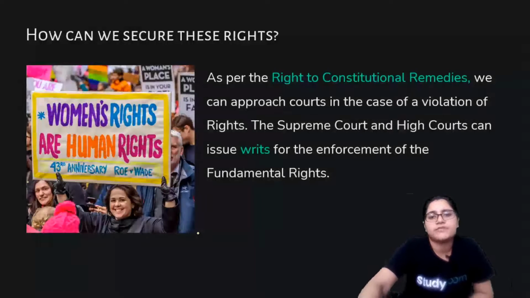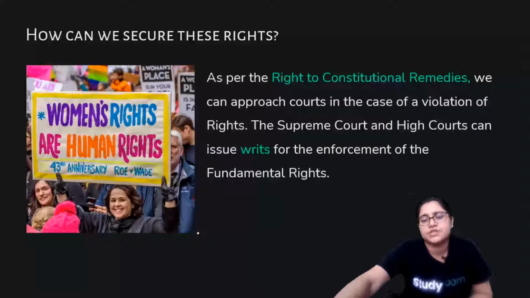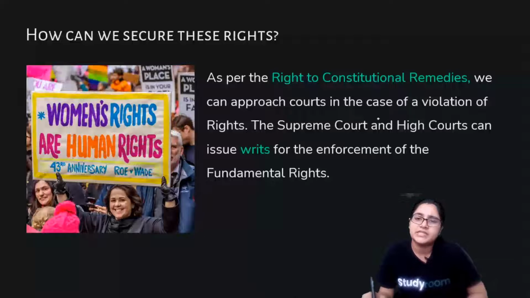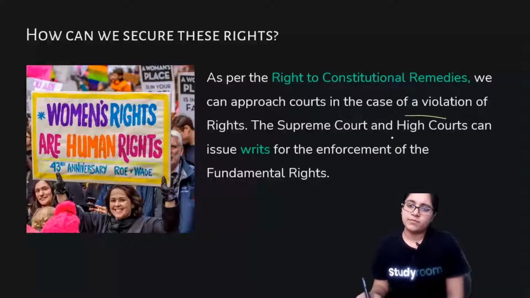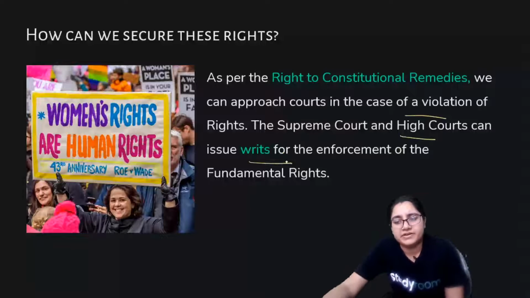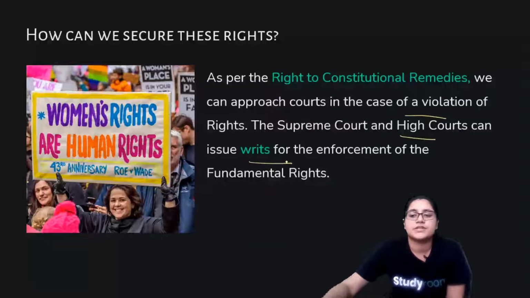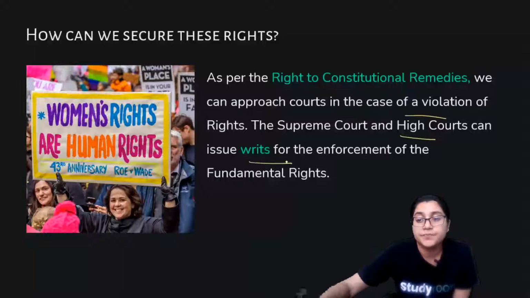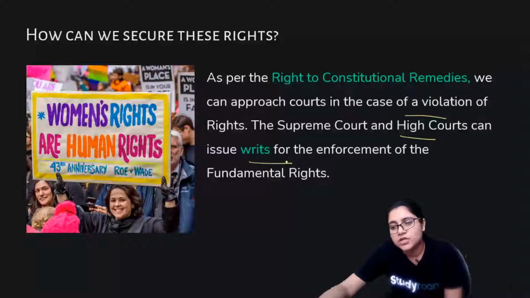Now, how can we secure these rights? As per the right to constitutional remedies, we can approach courts in case of violation of rights. The Supreme Court and High Court issue writs for the enforcement of fundamental rights. Sometimes our rights may be violated by fellow citizens, private bodies or the government. When any of these rights are violated, we can seek remedy through courts. If it is a fundamental right, we can directly approach the High Court or the Supreme Court.